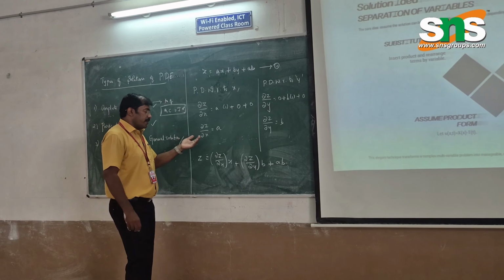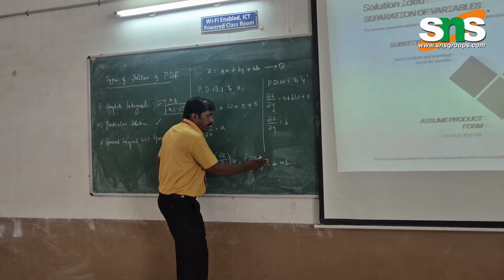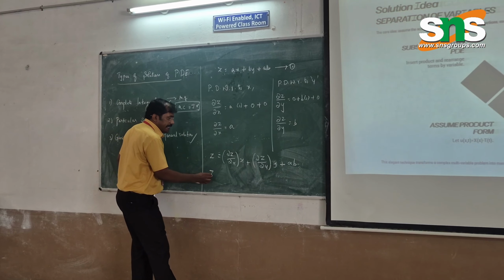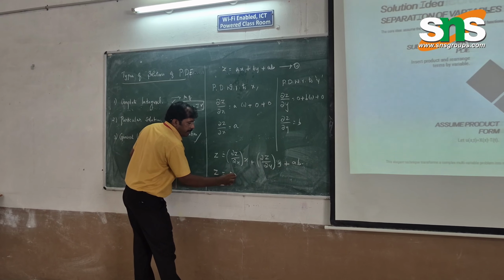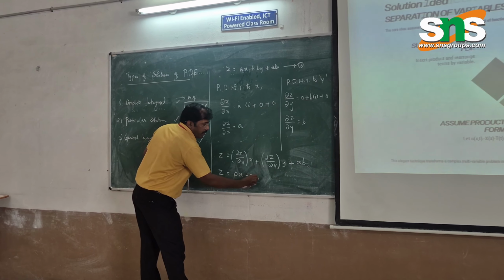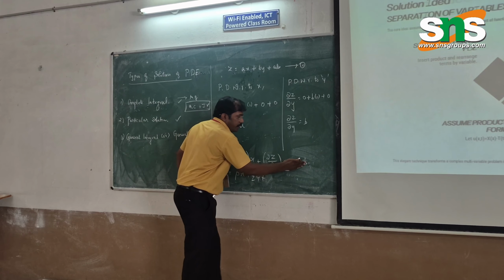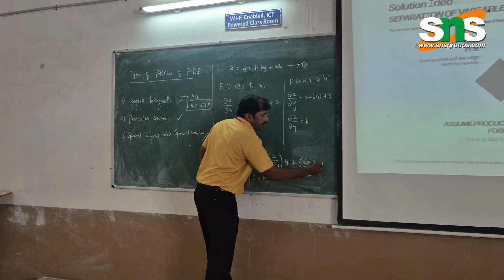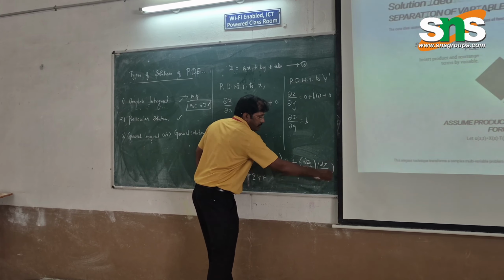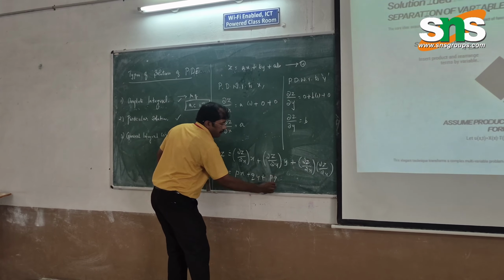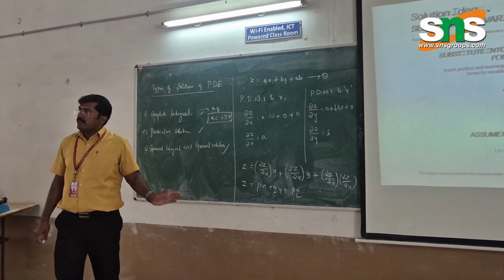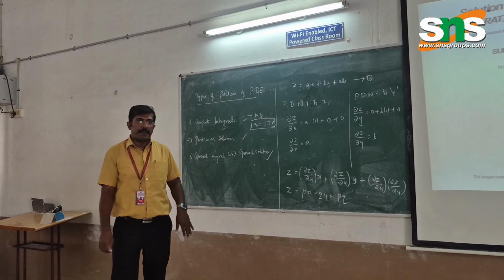Here I have some terms of partial derivatives. Finally I can rewrite this as z equals px plus qy plus pq, because a is dou z by dou x and b is dou z by dou y. So I can write this as pq. Now this is a partial differential equation. So this is the idea of the formation of a partial differential equation. Thank you.